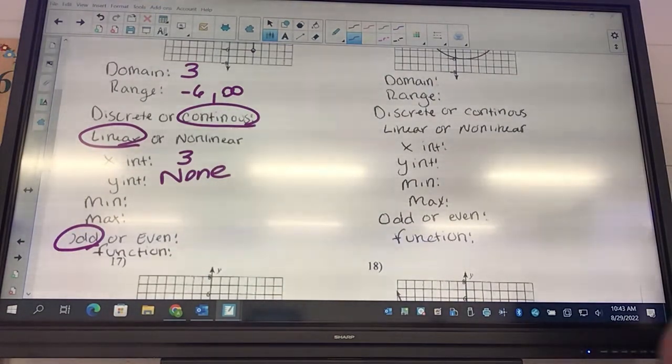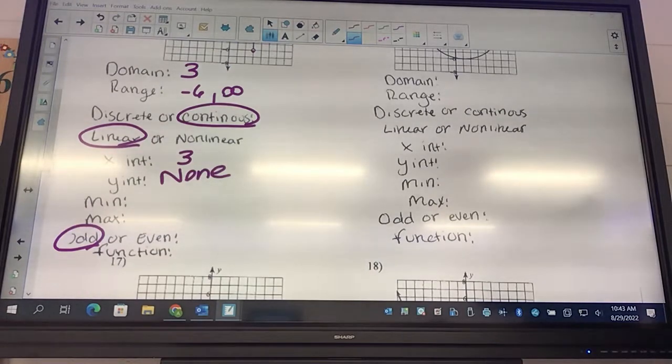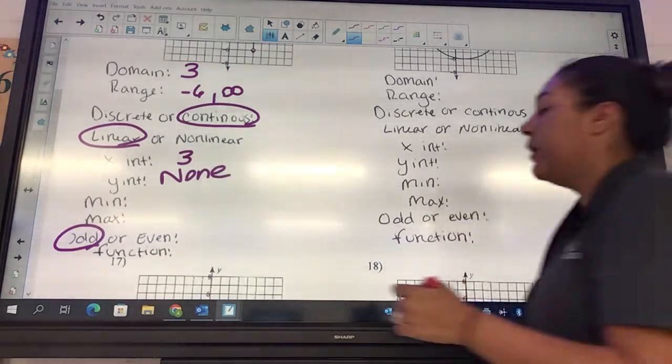No. Okay, remember you do your vertical line test? It's going to be touching the top up here and up here at the same time, is it not? Yeah, it's definitely not a function.